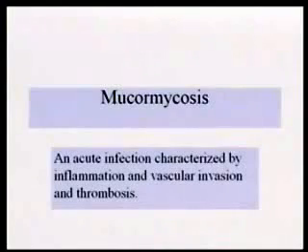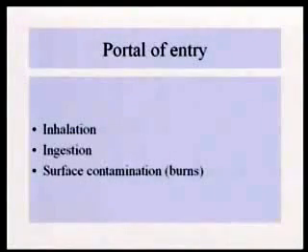Mucormycosis is an important disease because it frequently presents as a medical emergency. It's an acute infection, and there's a lot of inflammation and thrombosis, and it characteristically will invade the arteries and follow along through the vascular system, which I'll demonstrate in a moment.